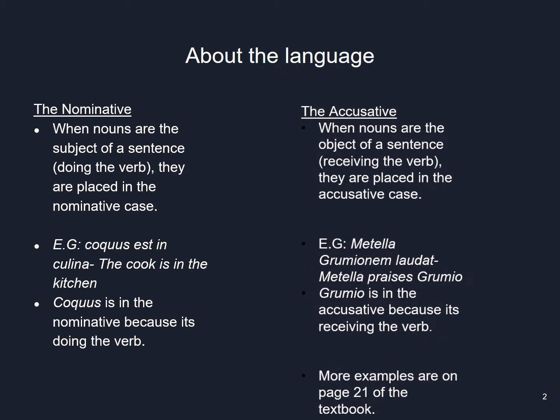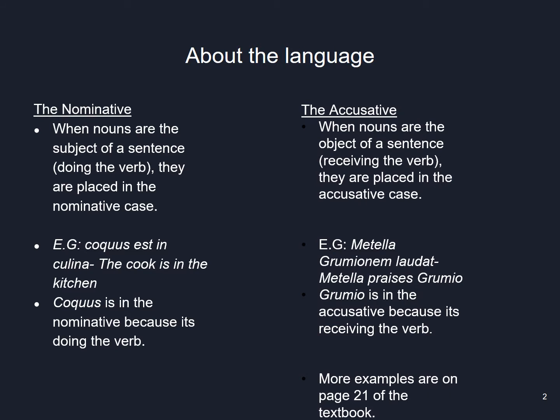We're also introducing you to the accusative case. This is what nouns are placed in when they're the object of a sentence, i.e. receiving the verb. A good example of this is Metella grumio nem laudat. So grumio here has been placed in the accusative as the verb is being done to him. He is being praised. And Metella, you can see, is in the nominative. If you want a couple more examples of this, just flip to page 21, the CLC book 1, and that should help you out.